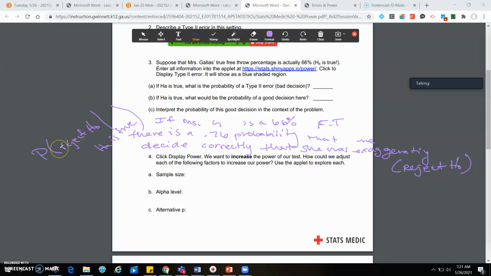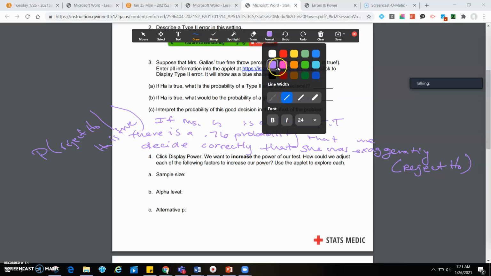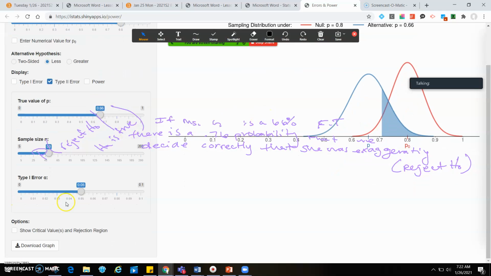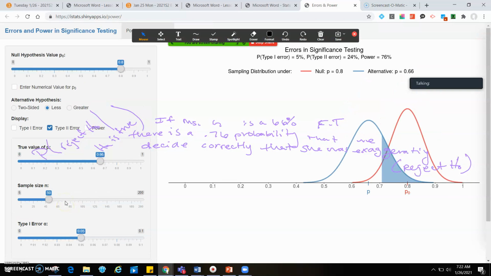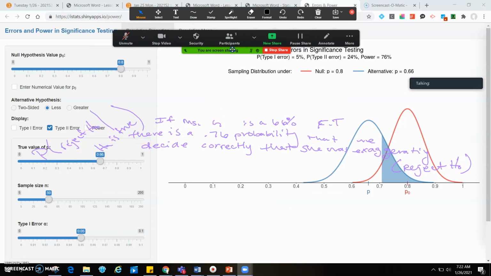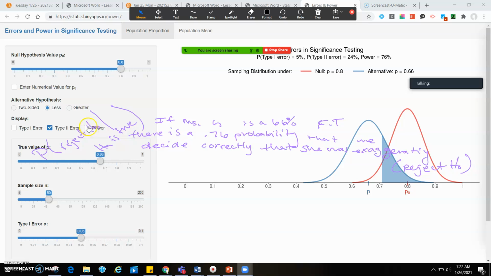Okay, so then it says click display power. We want to increase the power of our test. How could we adjust each of the following factors to increase our power? So going back over to this, it says you want to click display power. Oh, there it is. Sorry. Okay, so if you click this little button that says power, we want to increase the power of our test. Okay, so if we increase the sample size, let's look at what happens.